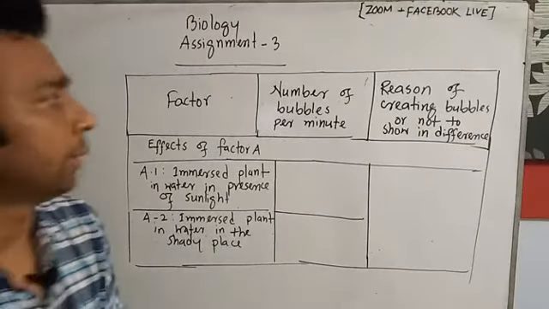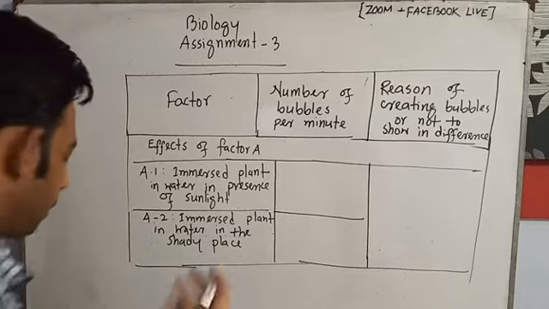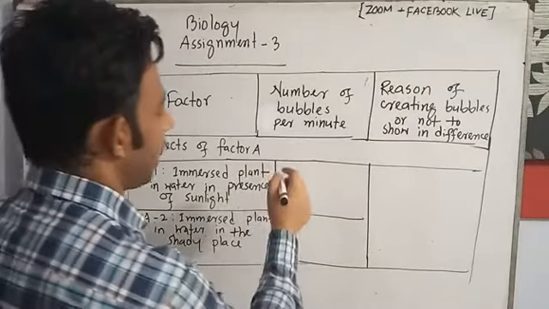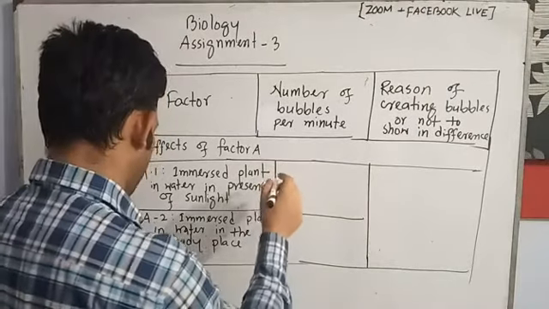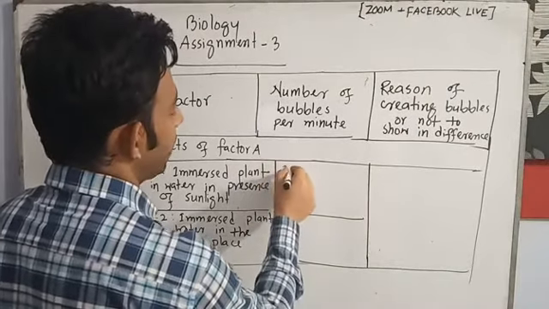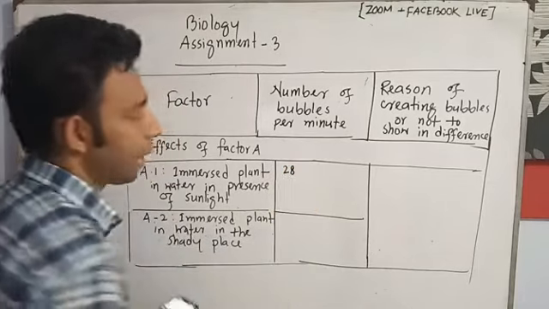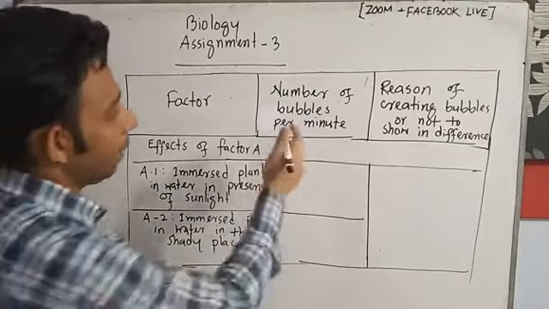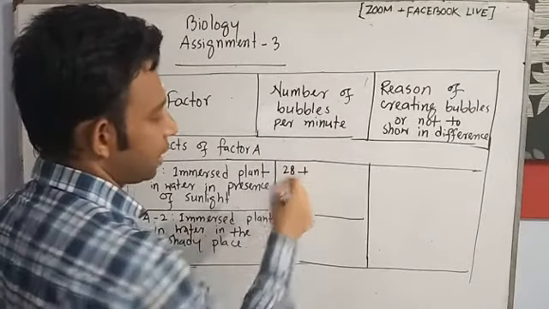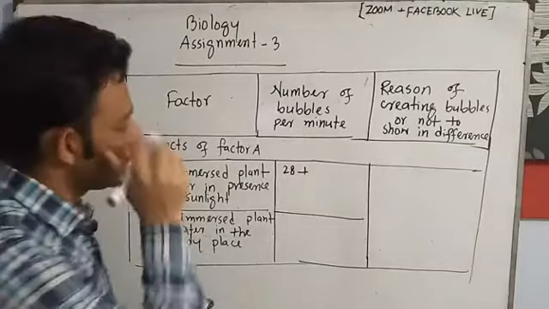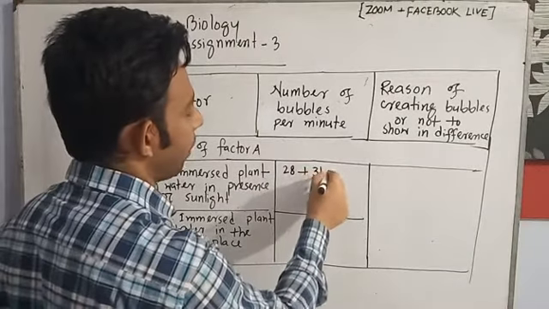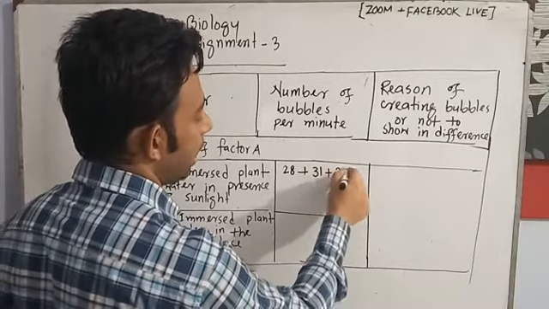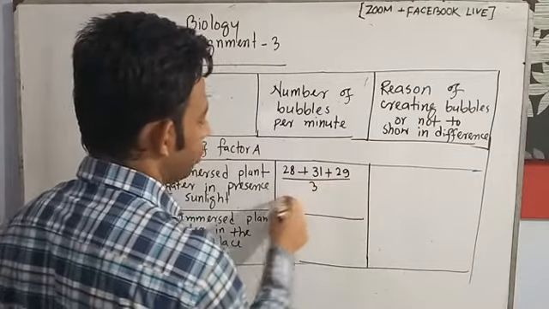Then I counted for the first 3 minutes. Suppose I already counted, though it is not properly done. First minute it is 28 bubbles I got. Your answer starts from here. Second minute, number per minute, 3 minutes, then I write the average there. Second minute I got 31 bubbles. Third minute I counted 29 bubbles, and totally divided by 3 accordingly.